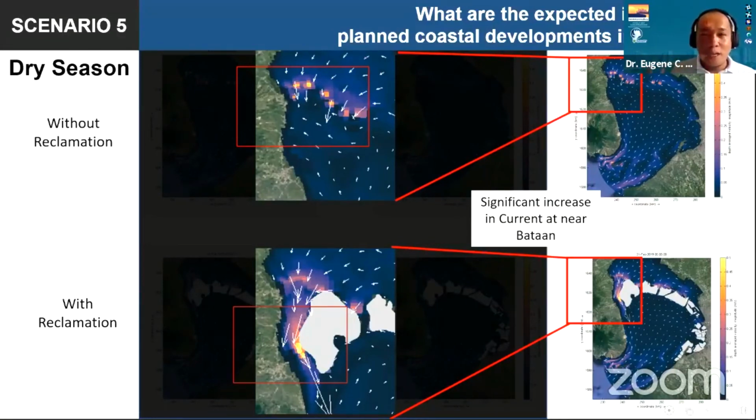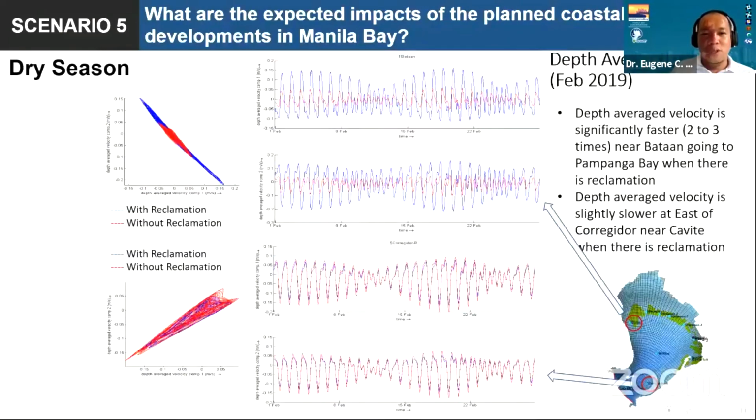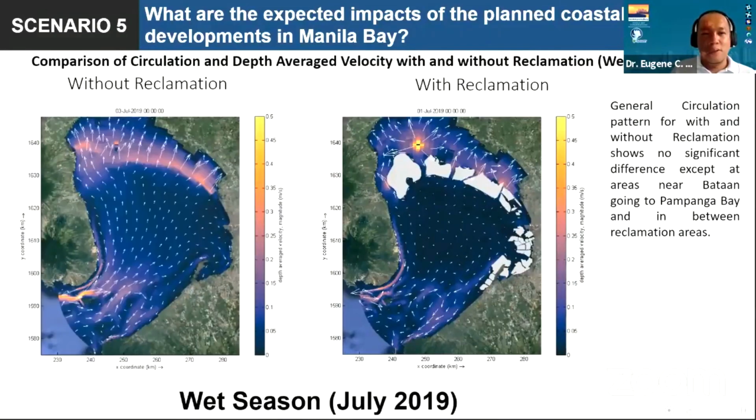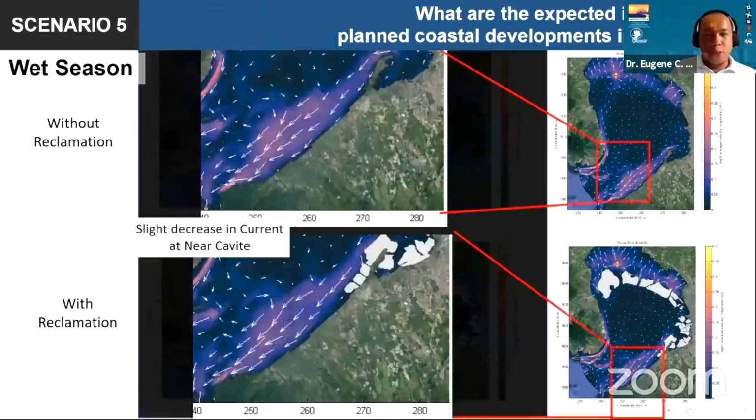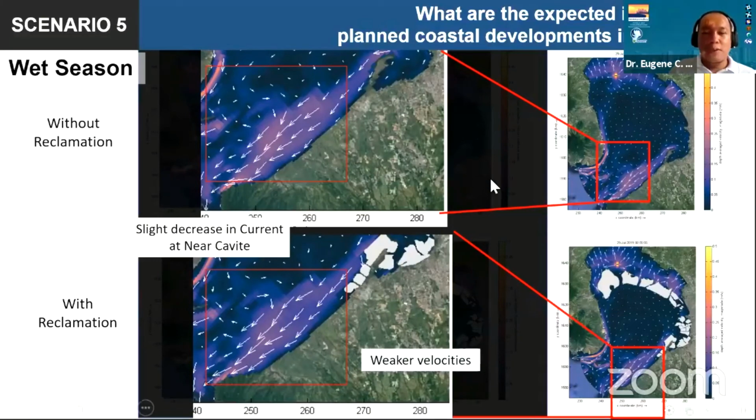So take note that these are normal conditions. We can expect that these velocities will become even faster if there is a storm event or a typhoon condition. So this only shows us different locations, where the blue line shows faster moving current as compared to the red line, which shows a slower moving current, for a with and without reclamation scenario. Okay, so you can see here further, in Cavite during the wet season, there is a weaker velocity because again of the effect of the presence of the reclamation areas added into the model.